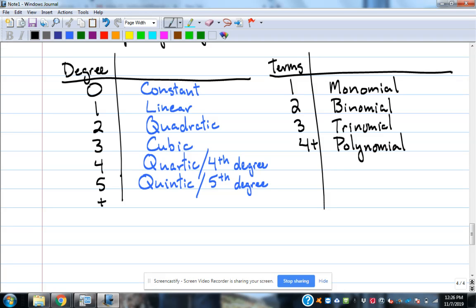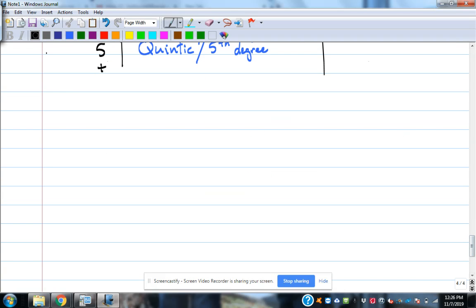All right, so let's classify a few. Then we'll get to do some operations here. Classify by degree and number of terms. Negative 3x plus 1. What's the degree of that? 1, so that's called a linear. How many terms does it have? There's a plus sign in it. So this is one term, this is the second term, so it's two terms. It's a binomial. It's a linear binomial.